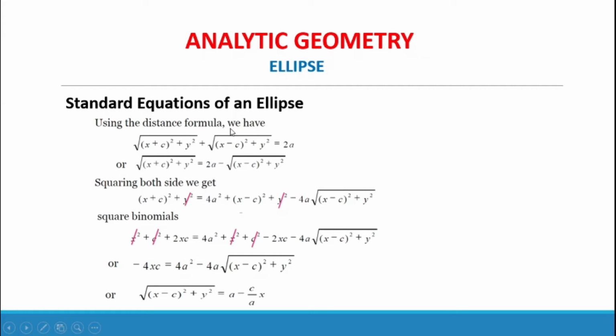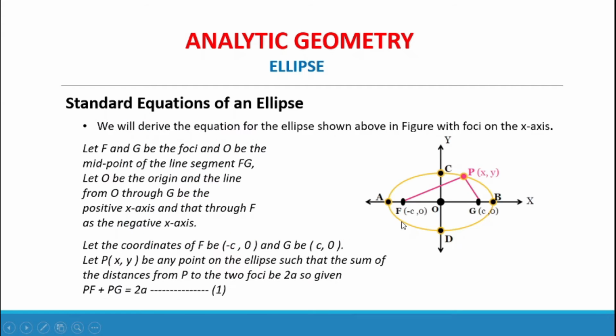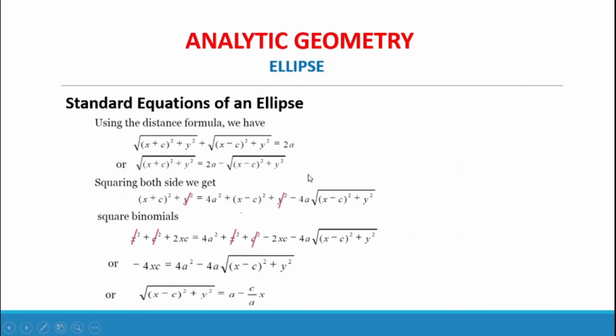Using the distance formula, we have the square root of (x plus c) squared plus y squared plus the square root of (x minus c) squared plus y squared, and it is equal to 2a. Or, the square root of (x plus c) squared plus y squared is equal to 2a minus the square root of (x minus c) squared plus y squared, transposing the square root of (x minus c) squared plus y squared to the right side.